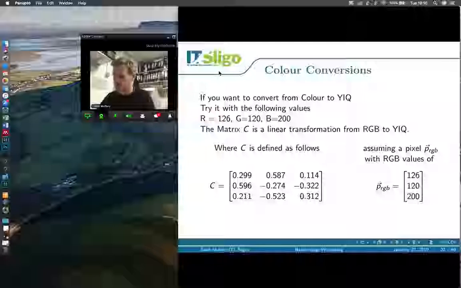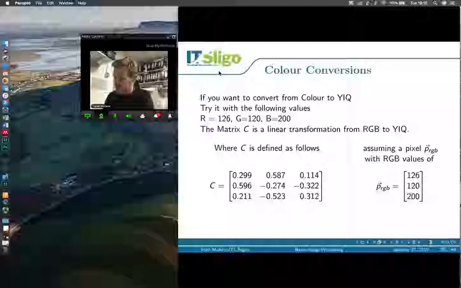So if you want to try and convert from, let's say, RGB color to YIQ, you can try it with the following values: an R value of 126, which is kind of a middle brightness value; G, which is the green, is 120, which again is a middling bright value; and B is 200, which is quite a bright value. So the matrix C is a linear transformation. So there's that word linear again. It's going to come up again and again. Get used to it and try and find out as much as you can in the meantime on it.